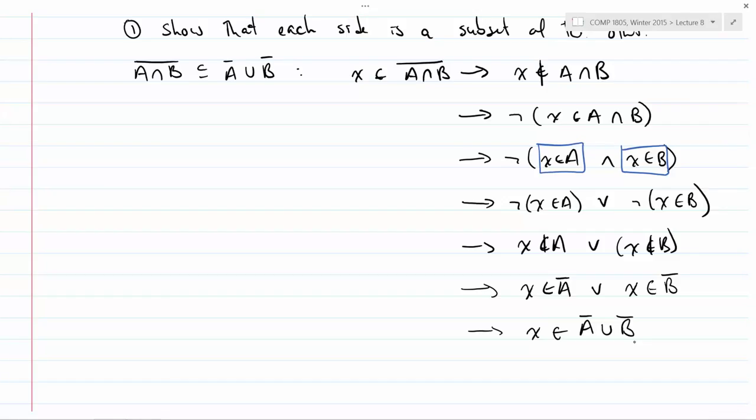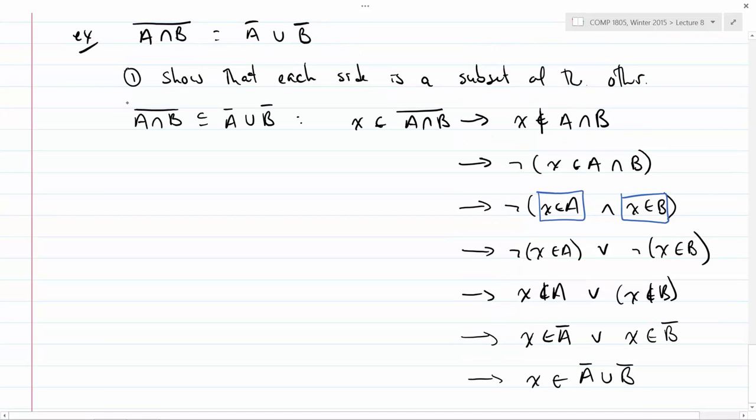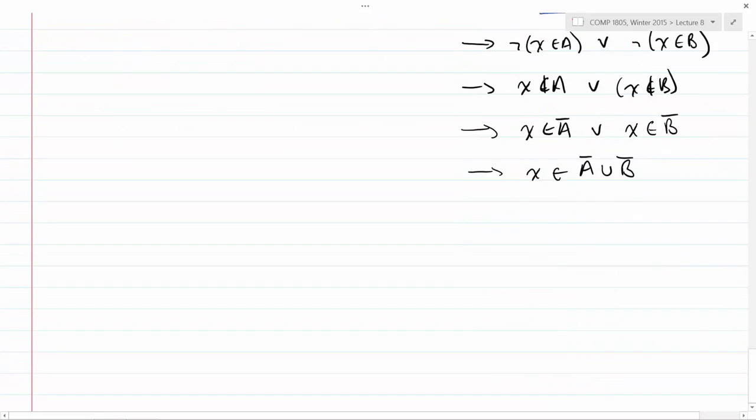No. So I've shown that the complement of A intersect B is a subset of A complement union B complement. That doesn't show that they're equal, it just shows half of it. To complete the proof, I need to do this exact same thing, but going the other way. So this is a fair bit of work.